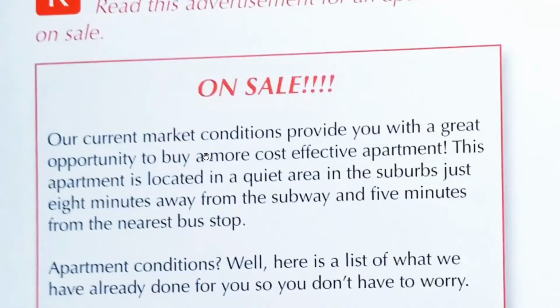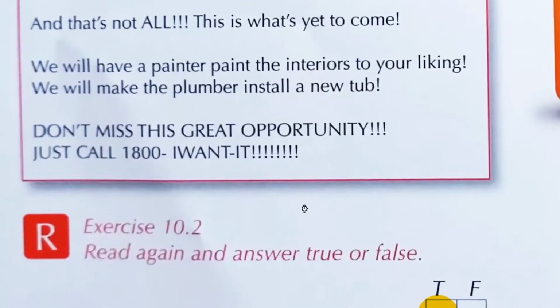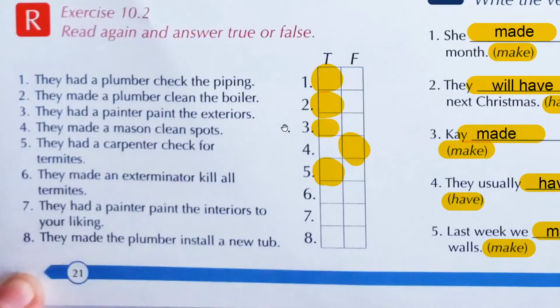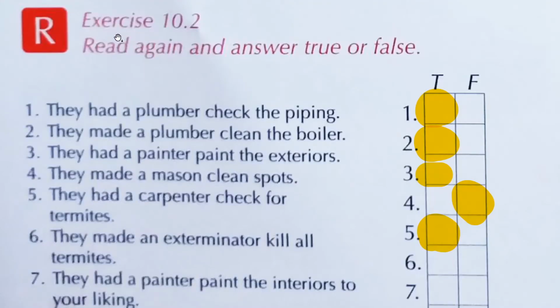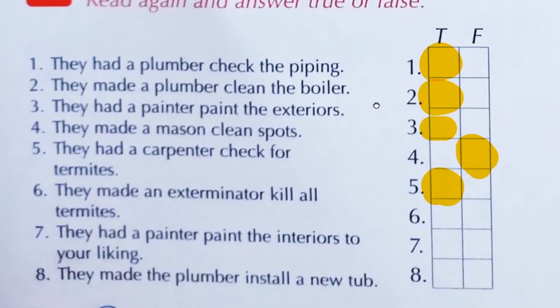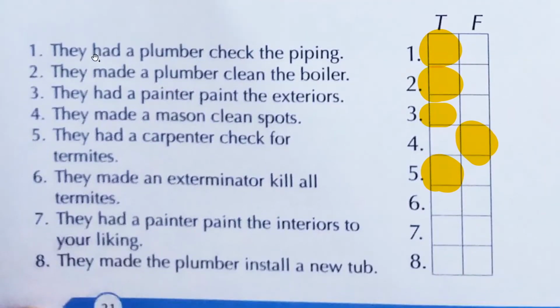Now, we have to continue on exercise 10.2. Exercise 10.2, read again and answer true or false. In this case you have 8 sentences, and the idea is you have to decide if it is true or false. I help you with the first 5. For example, it says they had a plumber check the piping. True. They had a plumber clean the boiler. True. They had a painter paint the exteriors. True. They made a mason clean the spots. False. And they had a carpenter check for the termites. True. Okay, and by yourself you have to complete exercise 6, 7, and 8.